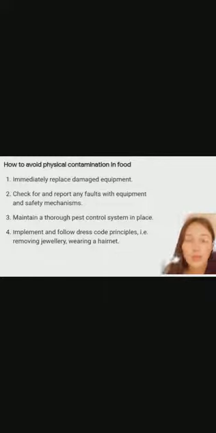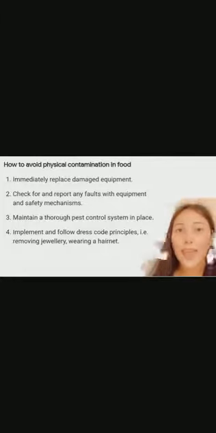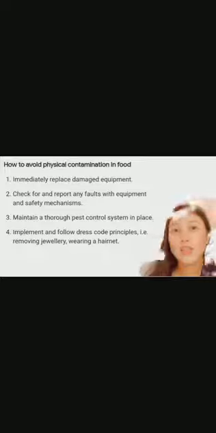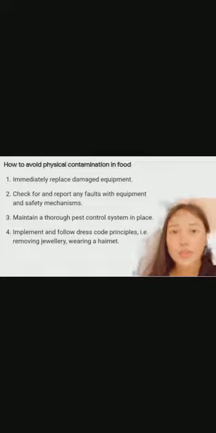individuals from doing physical contact with that equipment and to avoid further hazard or risk that might happen within the workplace. Second is to check for and report any fault with equipment and safety mechanisms. This is to know if there are some malfunctions with that equipment, and also to avoid the possible risk that might happen if that equipment isn't checked by the employee.